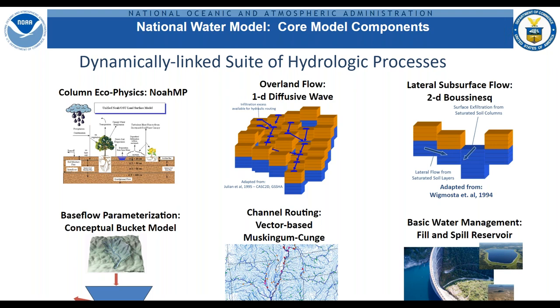And then deeper groundwater is handled using a very conceptual bucket flow model. We then route the water through the hydro fabric using hydrologic routing, the Muskingum-Cunge routing method. And we have a water management solution that is basically a fill and spill solution.